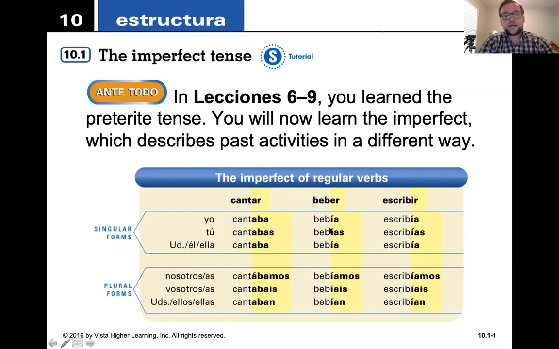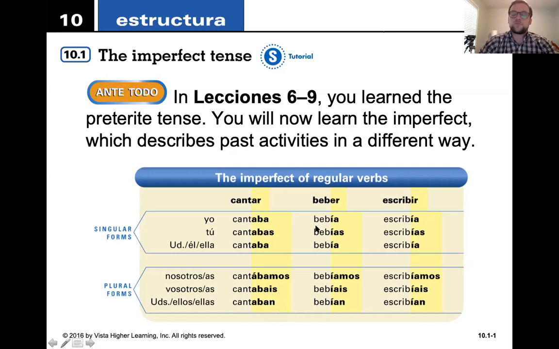Our endings are ía, ías, ía, íamos, ían, right? So I used to write, or I used to drink. They used to sing, cantaban, right?